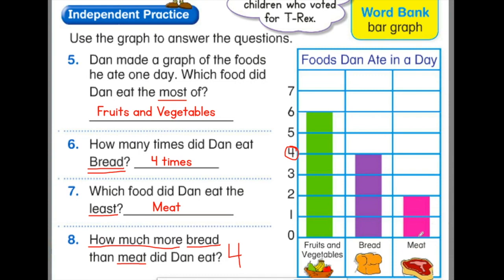Now let's look at the meat column. Go all the way to the top of the bar. Drag your finger with your mouse with me. Drag it all the way, and it lands on the number 2. So all I need to do is take my bigger number 4 and subtract 2 and find the difference to figure out how much more. Use your strategies. This one should be easy. 4 minus 2. You should get an answer of 2. And he had 2 more pieces of bread than he did meat.